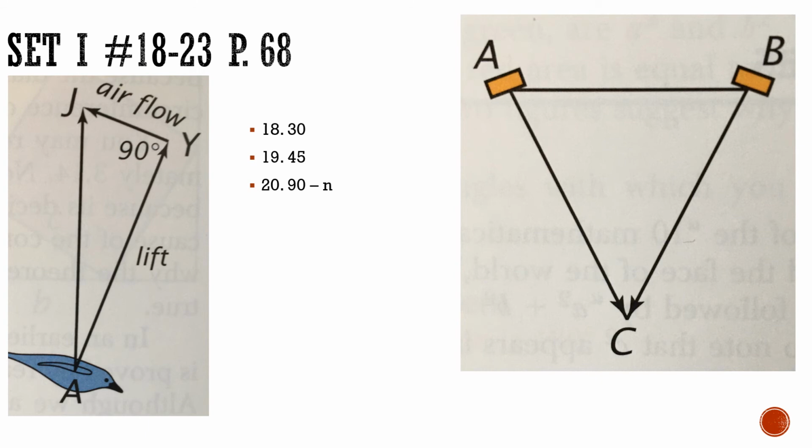So 21 says find angle A if angle C equals 40. Well, to do this, we can just take 180, subtract 40 from it, and then divide what's left by 2. And the reason we divide it by 2 is because A and B have to be equal. We have to split the difference evenly. And that's going to give us a final answer of 70.